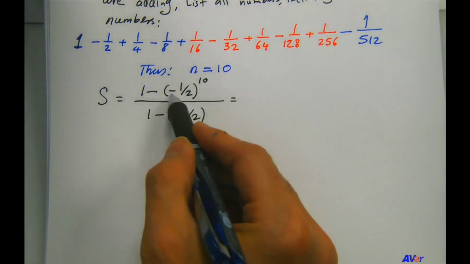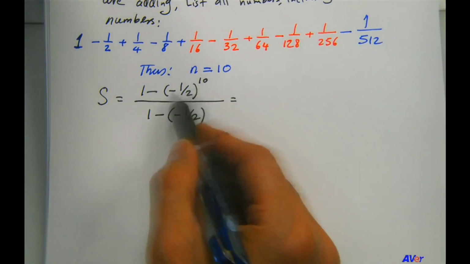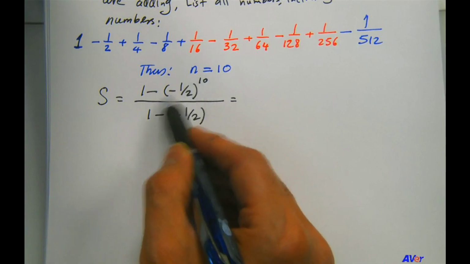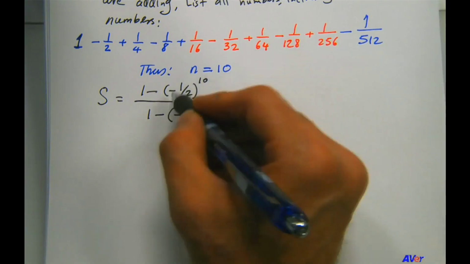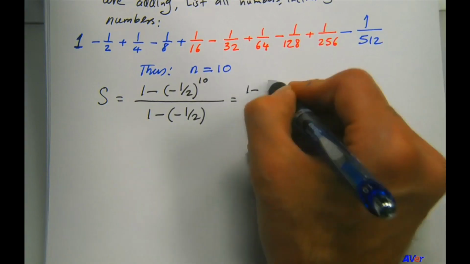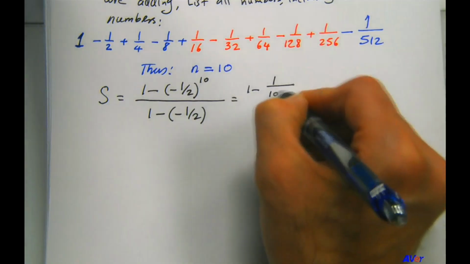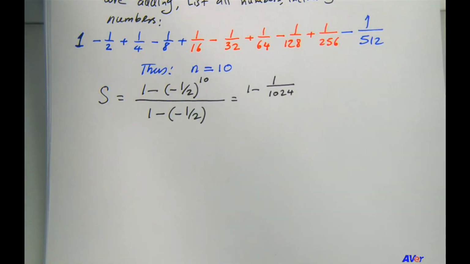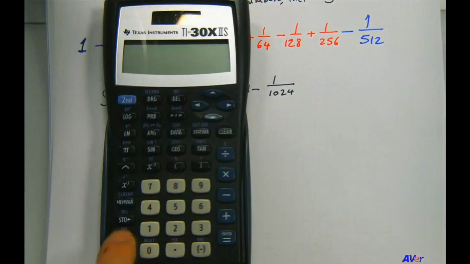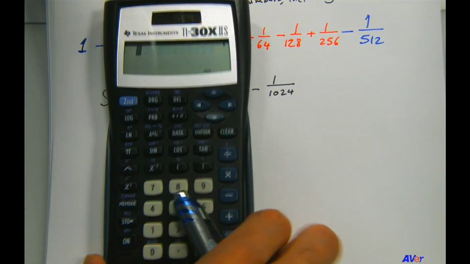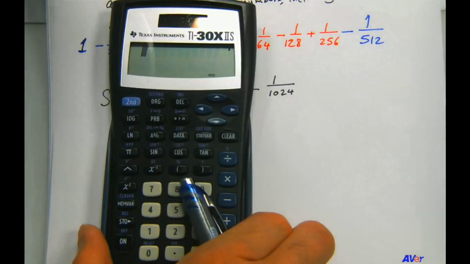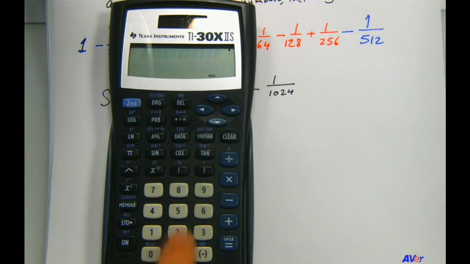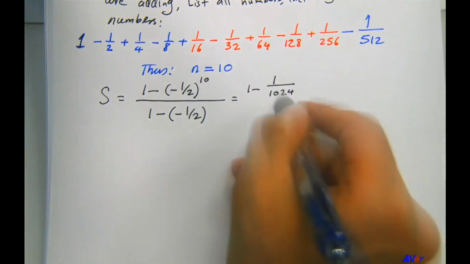So minus 1/2 to the 10th power. The 10th power, because it's an even power, cancels out this negative, so it becomes positive. So we have 1 minus 1 over 1024, right? 2 to the 10th power is 1024. Let's make sure of that. So 2 to the 10th power, 1024. Okay, and that's what you see here.